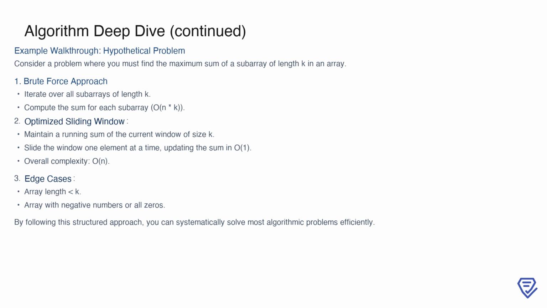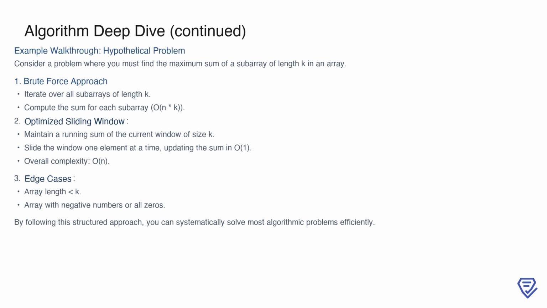However, an optimized approach uses the sliding window technique. Here, you maintain a running sum of the current window of size k, and as you slide the window one element at a time, you update the sum in constant time. This reduces the overall complexity to O(n).